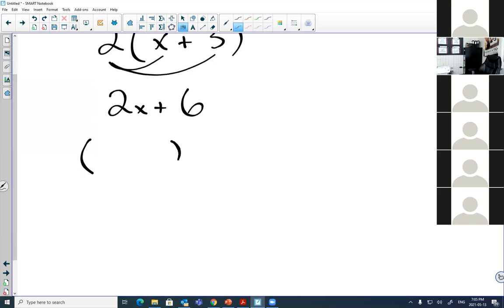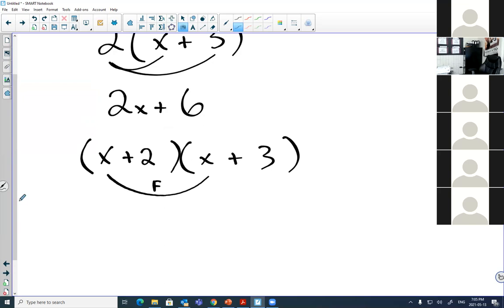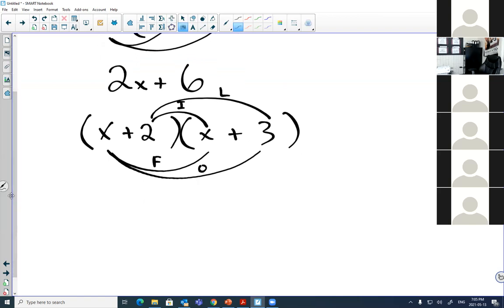But FOIL was this. Something like x plus 2 times x plus 3. When you had two binomials, because we distribute so much, we actually do it like this. The first two ones are your F. Your outside ones are your O. Your inside ones are your I. And your last ones are your L. So that's where FOIL comes from. It's just the order that you multiply stuff in. So x times x, x squared.